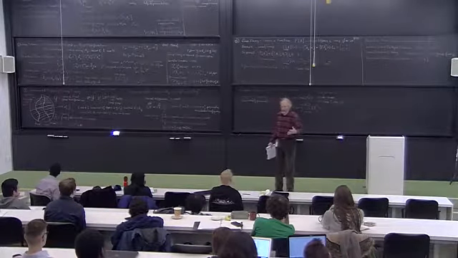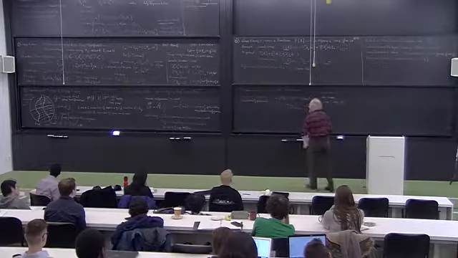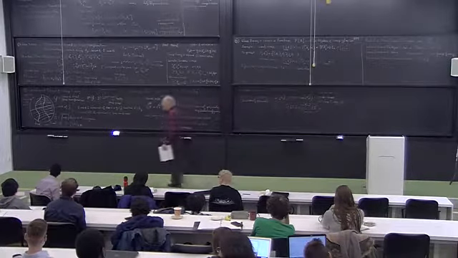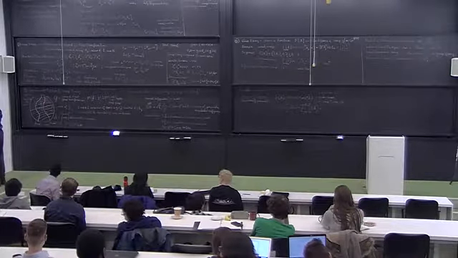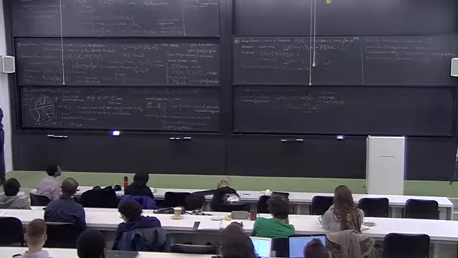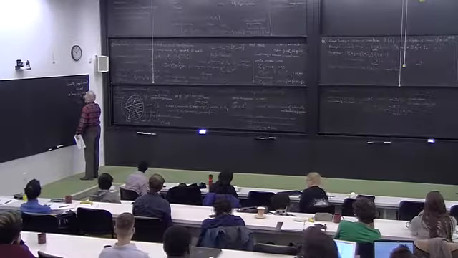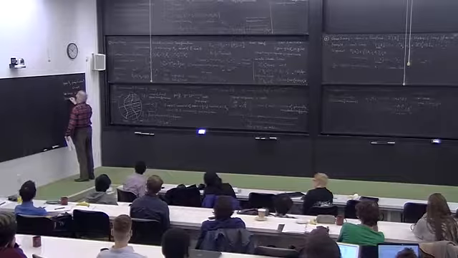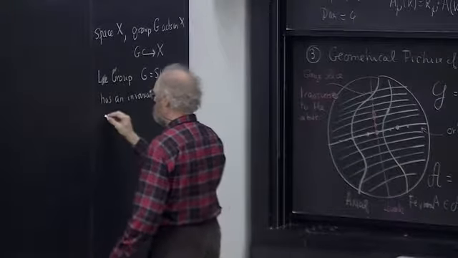I'm overcounting. What's the volume of the group? The volume of a Lie group, you know, a Lie group G, like G equal SU2, has an invariant measure over G called the Haar measure.